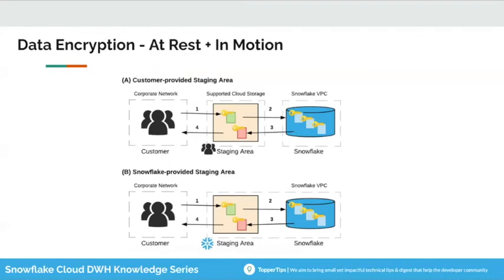Now, how data encryption at rest and in motion looks like. Assume that in point one, you are in the corporate network and you are a customer or consumer of Snowflake. When you place the data into the staging area, it could be AWS, Google Cloud, or Azure. These things will be secured. You can provide a customer provided key, or Snowflake will automatically encrypt all those things which are available in this stage.